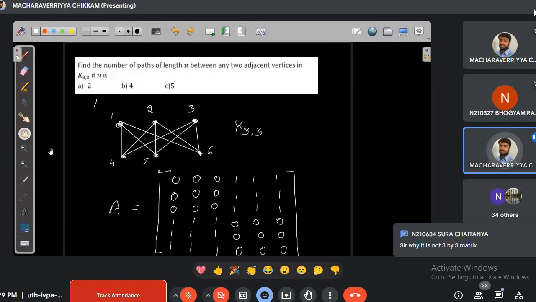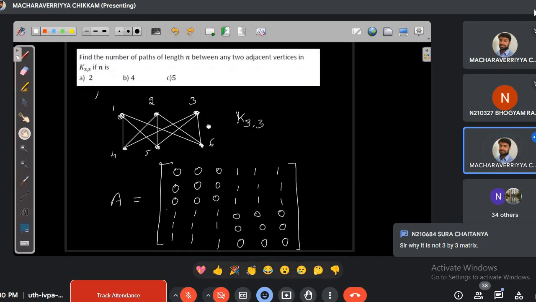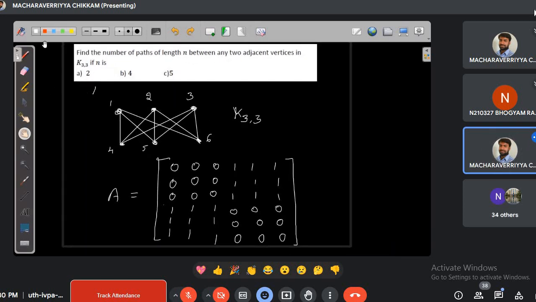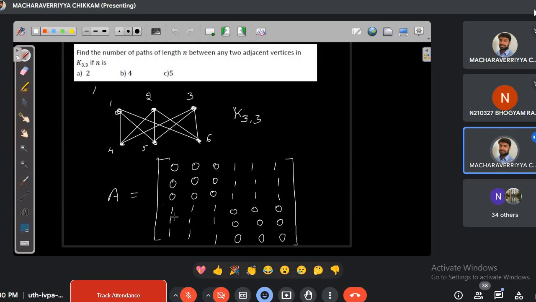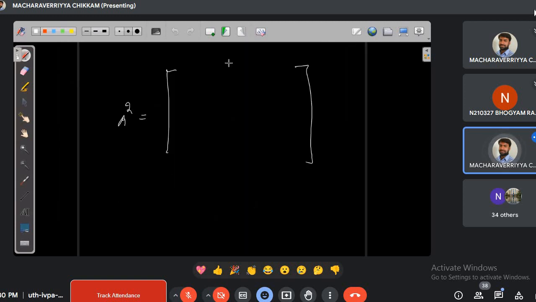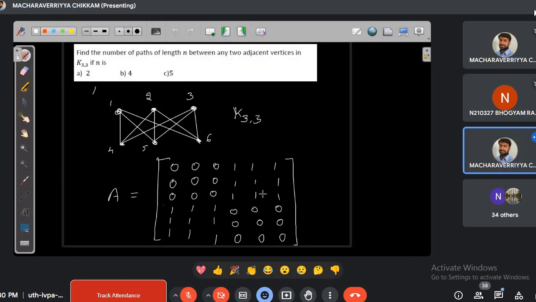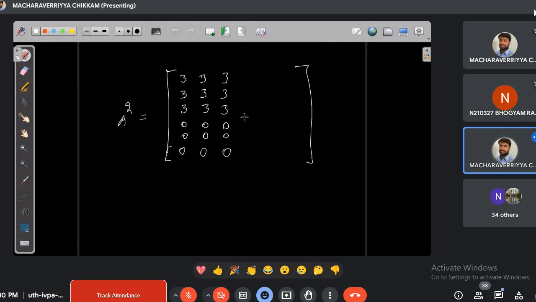Number of paths of length n between any two adjacent vertices in K3,3. So when n is 2, the length is 2, it means we need to think about A squared, right? So what would A squared be if A looks in that form? The first column of the resultant matrix is the sum of the last 3 columns. So you can easily say this is 3, 3, 3, 0, 0, 0. So you'll have the same copies. Now, when it comes to the other one, it is the sum of the first 3 columns. So that is 0, 0, 0, 3, 3, 3. Similarly, the rest you can fill in easily.